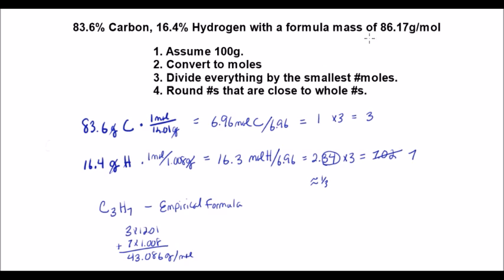Okay, let's compare that back to our original number up here. No, it's not the same. As a matter of fact, it looks, just by looking at it, like we just simply need to multiply everything here by 2 to make it equal this number. And so let's do that. And that's going to give us C6H14. And that's going to be our molecular formula.